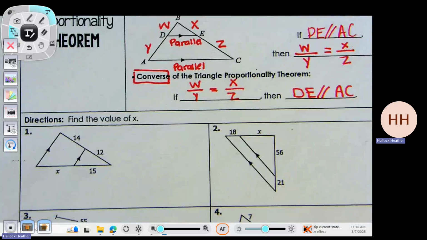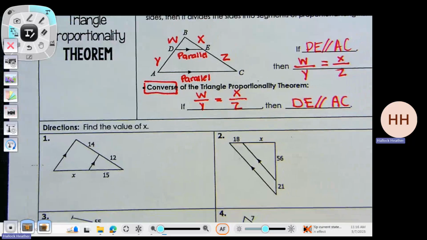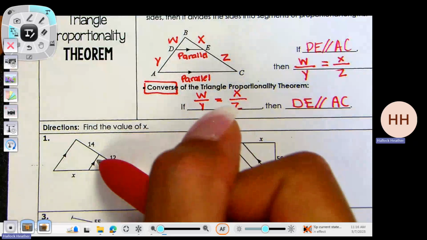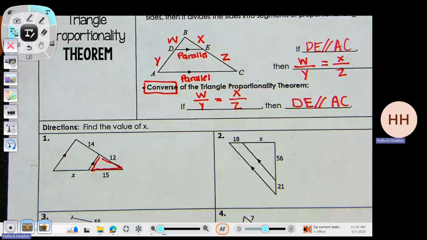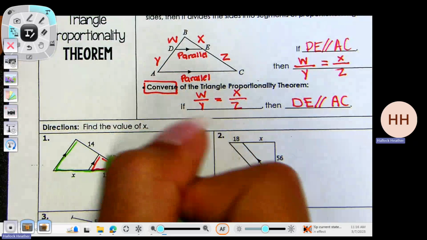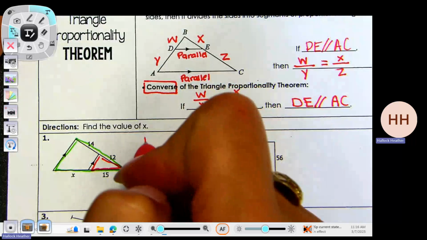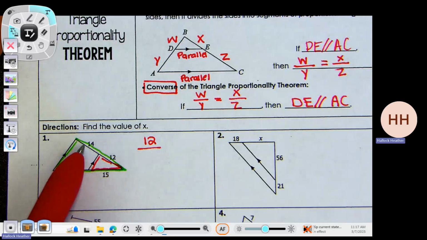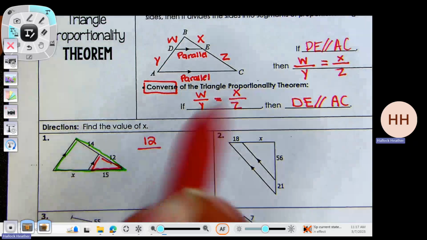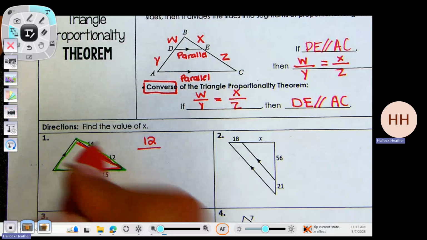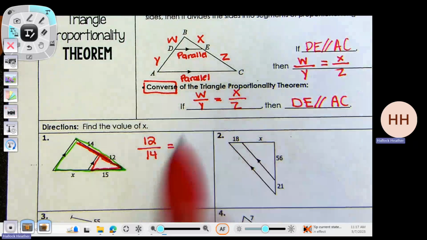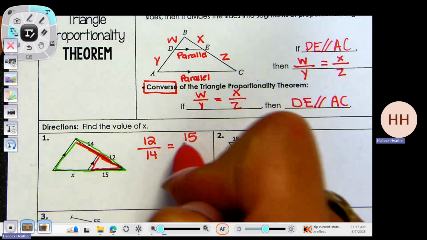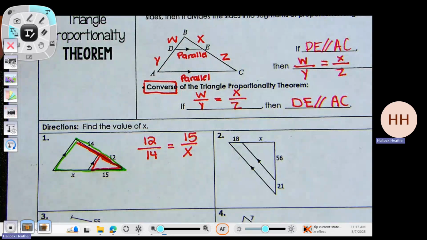So let's set up number 1. We're going to start by just picking something on the small triangle. 12. So remember, you have a small triangle here. And then remember, you have the big triangle, which represents the whole thing. Okay. So we have 12. And on that same line, we're not going to do 12 plus 14. We're going to cheat the system. We're going to say 12 over 14 because 14 is on that same side. Equals, what else is on the small triangle? 15 over X. And then we're going to cross multiply and divide.